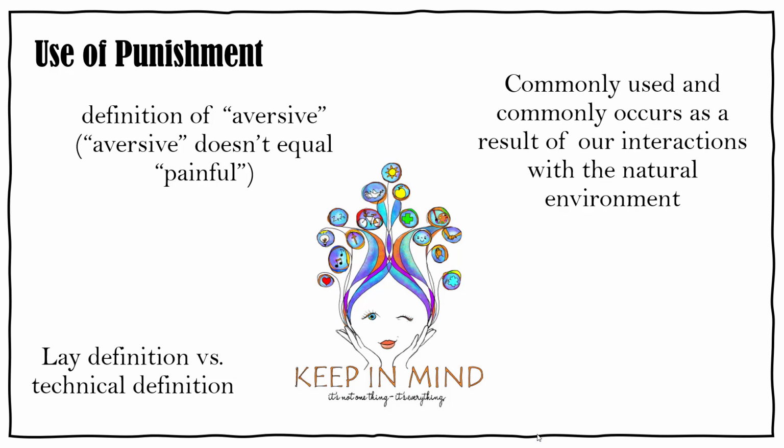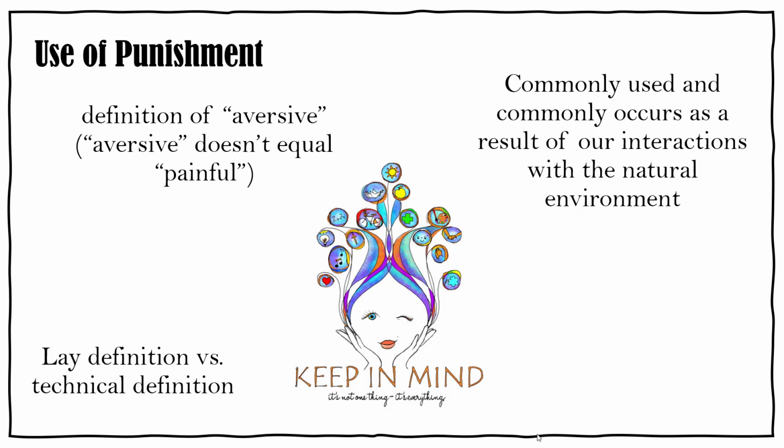With our technical definition of punishment, we actually see that punishment occurs all the time as a result of our interactions with the natural environment. We learn to engage in behaviors in certain contexts and not in other contexts. For example, you go in the library, and probably in the past you've talked loud and the librarian has reprimanded you. So now in the future, your behavior of talking loud in the library has decreased. You don't talk loud, you talk really softly. And according to behavior analysis, our technical definition, that would be positive punishment.